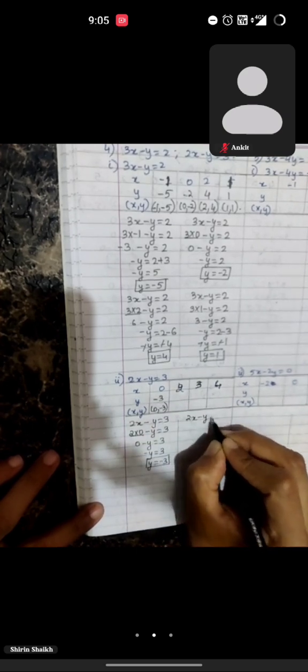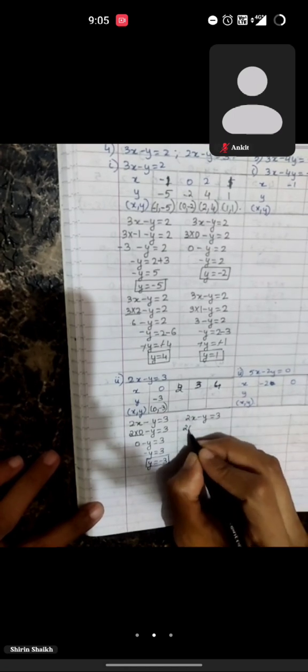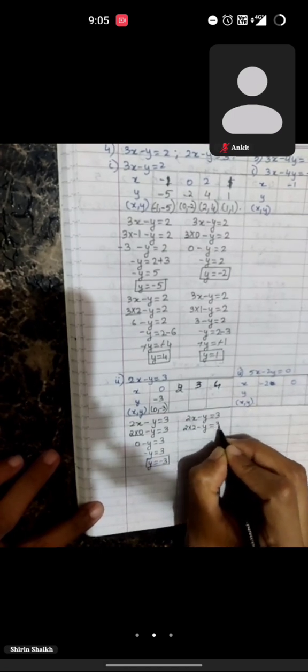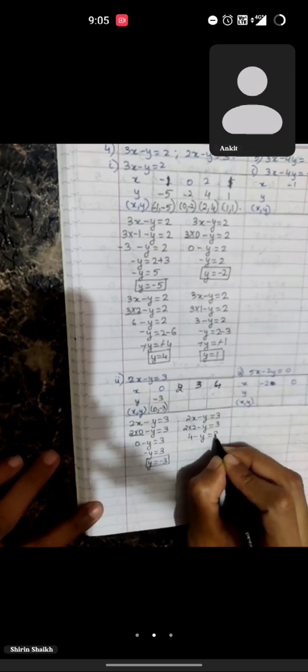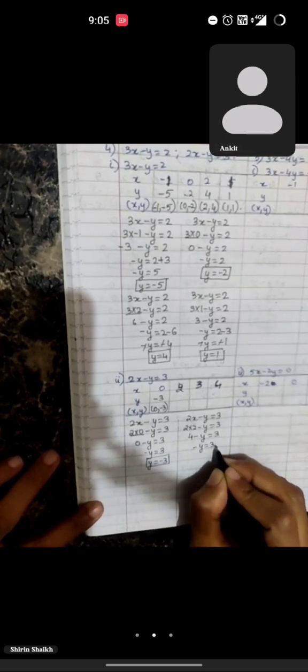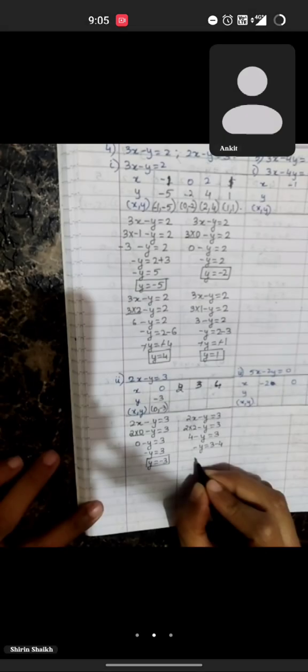So 2x minus y is equals to 3. I am taking x as 2. 2 2s are 4 minus y. Minus 1. Minus minus cancel. Y will be 1. So when x is 2, y is 1. Hello, can you all see me?